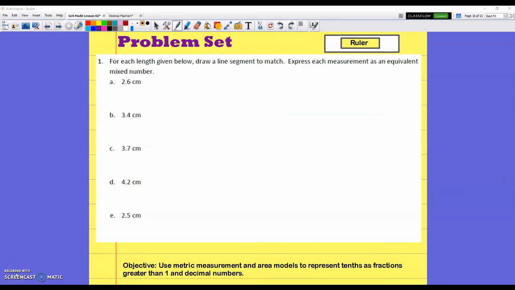Problem set. For each length given below, draw a line segment to match. Express each measurement as an equivalent mixed number. So what they're asking us to do here, we have 2 6/10, our good old friend again. What we need to do is convert this from a decimal back to a fraction. So first we look at this 2 and go, hey, that's 2 wholes. So we're going to make that the big number. The 6 is in the tenths spot, so we're going to put that in the numerator, and the denominator is 10. And we're going to carry over the unit of measurement, which is centimeters. That's all they're asking y'all to do.